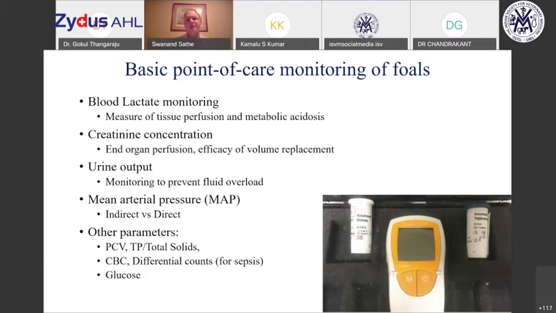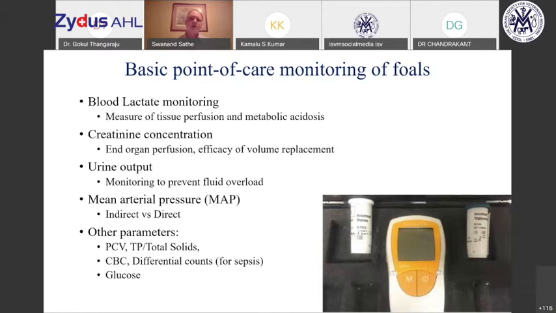So once you establish correct perfusion, once you correct the hypovolemia, once you correct the dehydration, these foals start producing hyposthenuric urine every couple of hours. Mean arterial pressure can be a very valuable method of monitoring the general circulatory mechanisms of these foals.